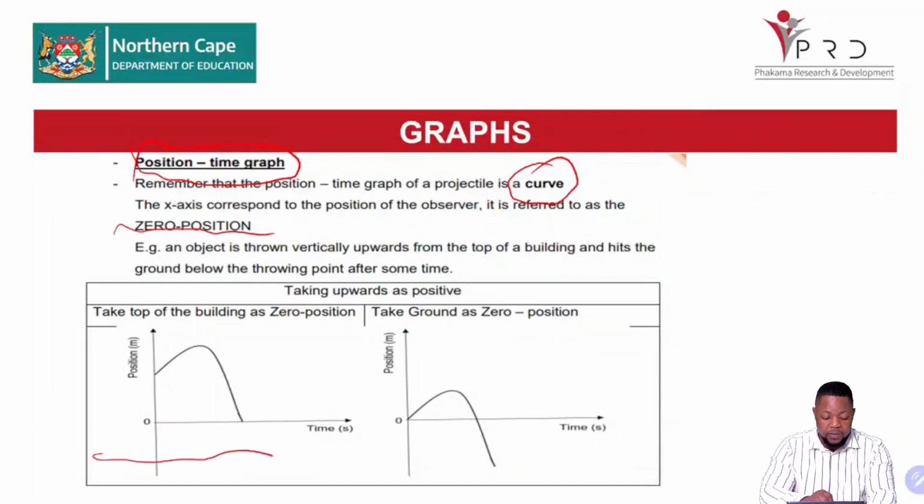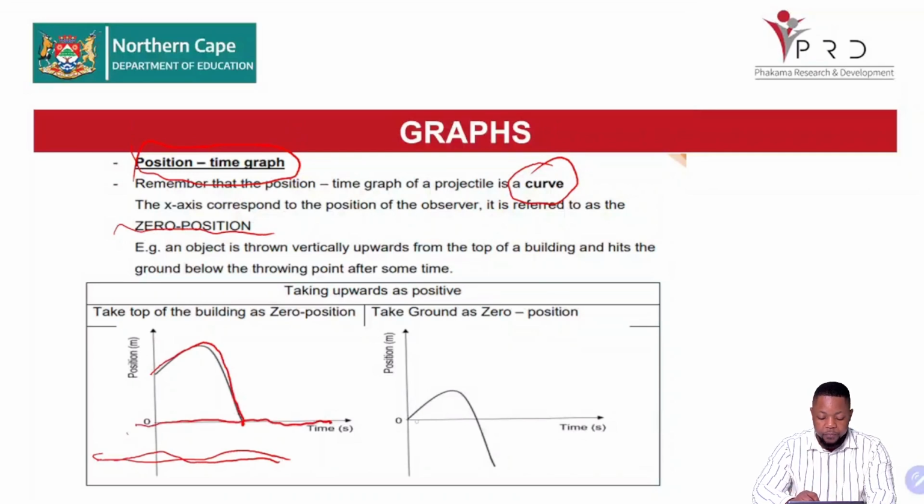Now, let's look at the first graph here. This graph takes the ground as the zero reference. So if the ground is the zero reference, your graph will start from the top of a building and it will go there. So this now becomes your ground.